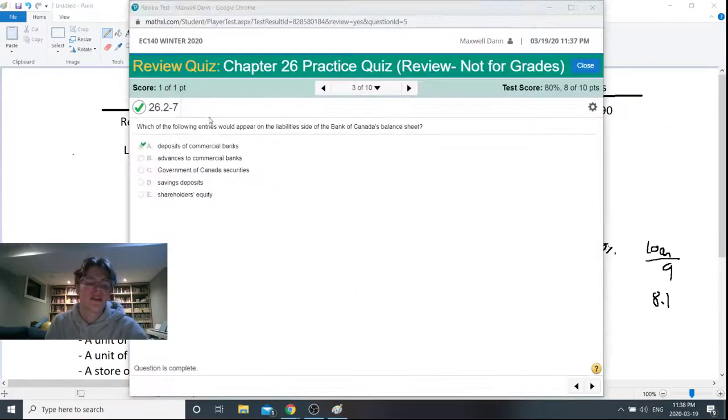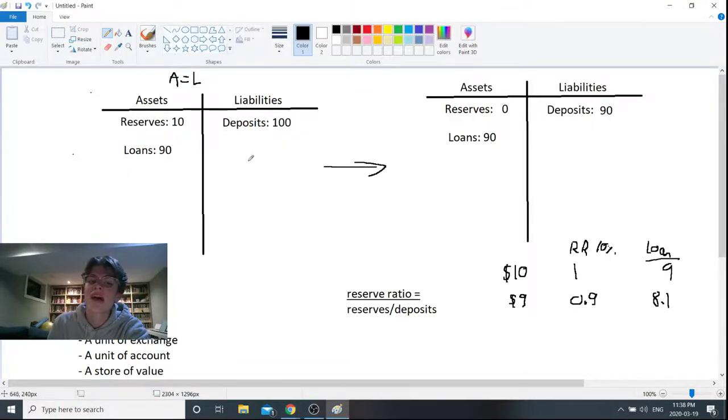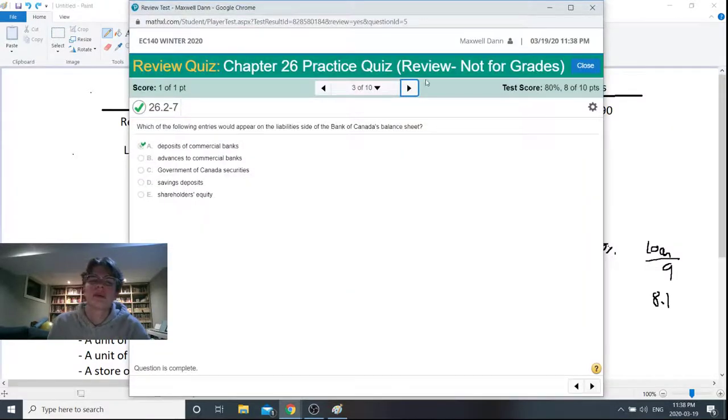We know that from accounting. There's no shareholders' equity in this case. And if there was, sometimes there's capital, it would be on this side over here. Sometimes there's capital. I don't really know why, but yeah.